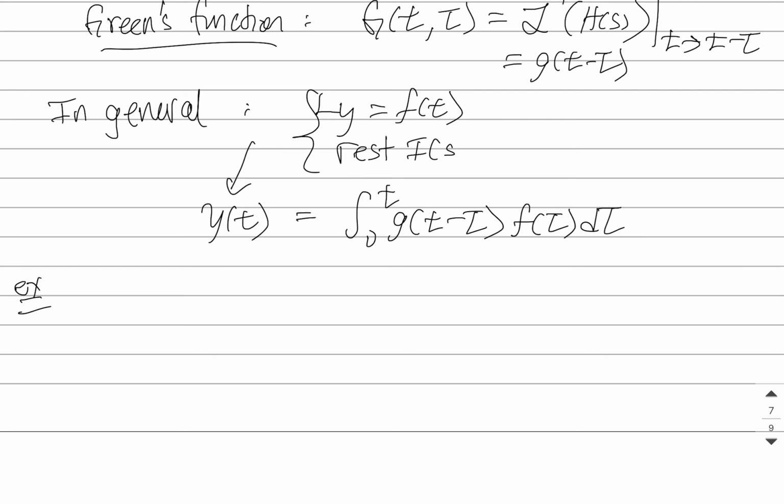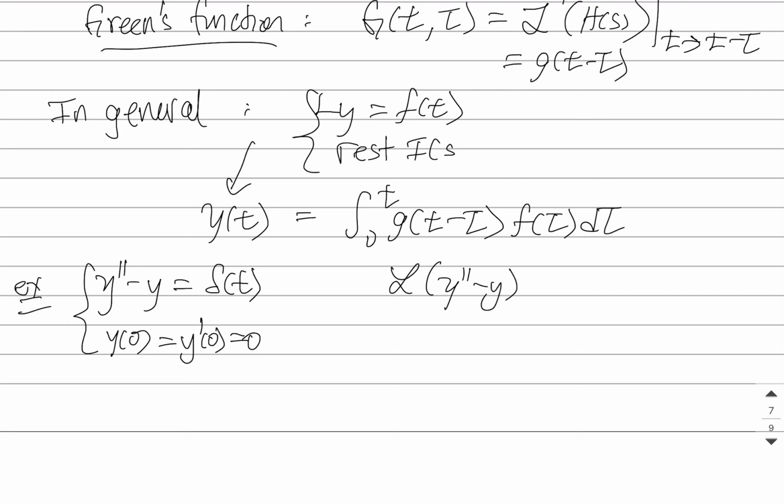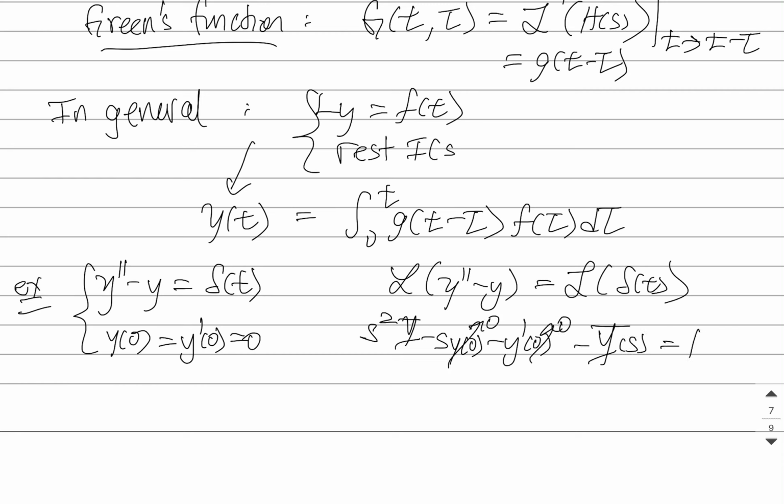Now we can take a look at specific examples. So for example, let's say y double prime minus y equals the delta function, and we have our rest initial conditions for this second order problem. If we were to take the Laplace transform of this equation, the whole purpose of defining the delta function this way is that it gives us a 1. We'll have s squared capital Y of s minus s y of 0 minus y prime of 0. Each of those is going to be gone. Minus capital Y of s is going to be 1. We'll have s squared minus 1, capital Y of s is 1.